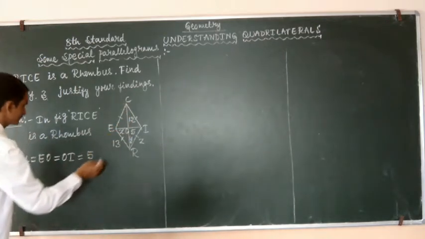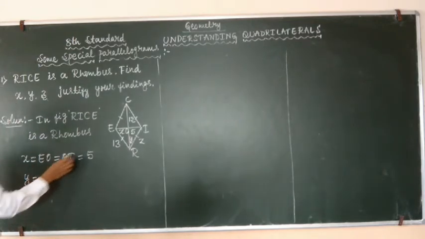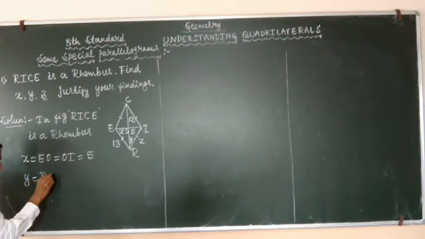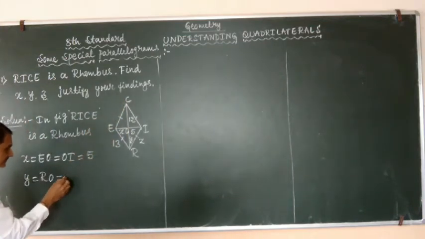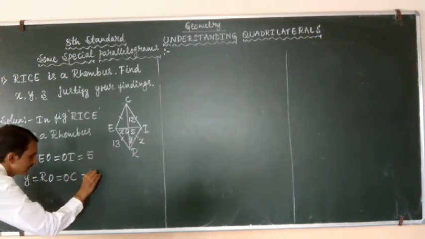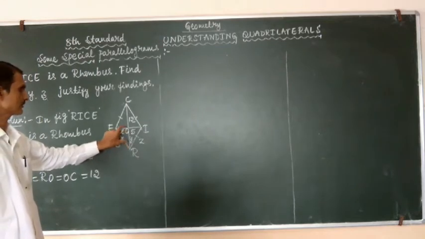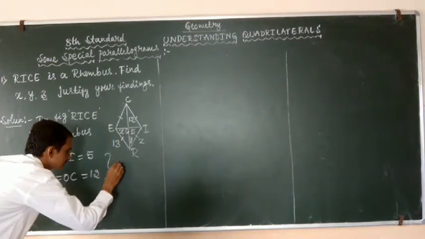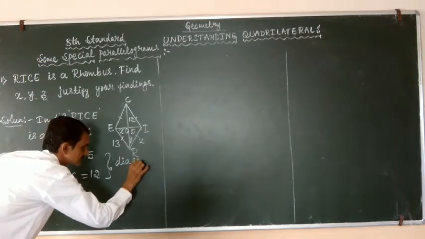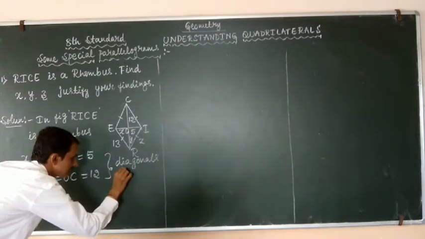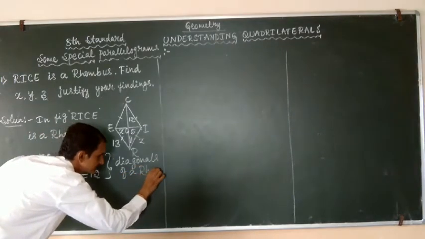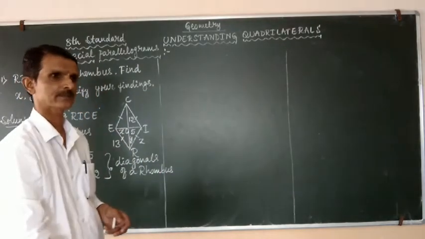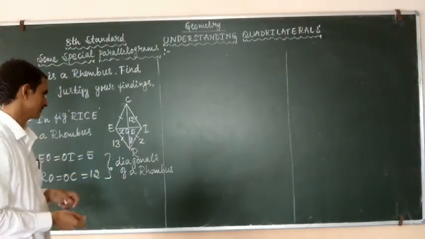Similarly, y means the length of RO. RO equals OC, and OC equals 12 units. So RO equals OC, 12 units. The reason is that the diagonals of a rhombus bisect each other perpendicularly. So we are going to use that property.